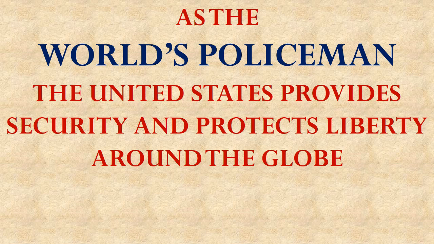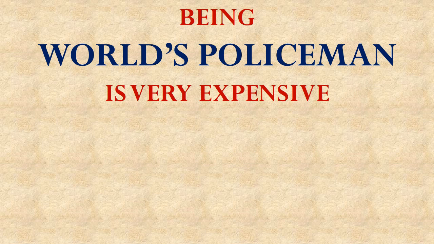Well, as the world's policeman, the United States provides security and protects liberty around the globe. When someone feels their freedom threatened, they may call upon the United States. That's how the United States ended up fighting in places like Korea and in Vietnam and in Kuwait and these various places around the world where the United States has gone to war. But being the world's policeman, going around and trying to protect people over the planet, is a very expensive thing to do.